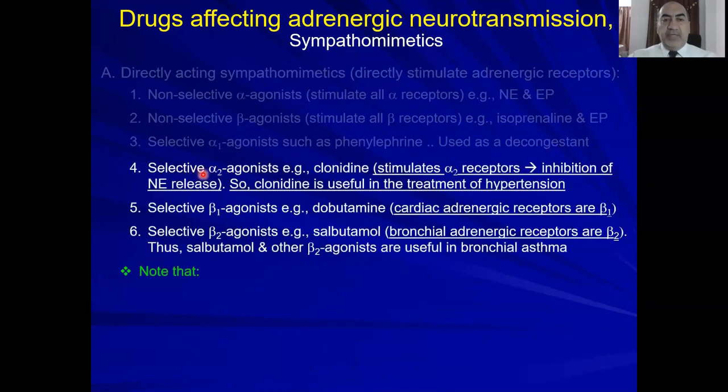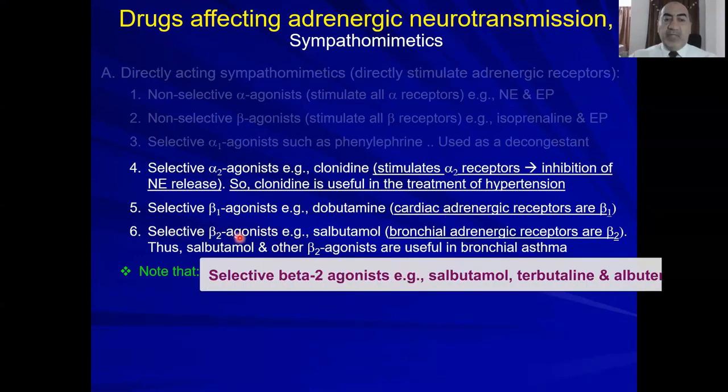Then the selective alpha-2 agonists. Please remember that alpha-2 is mainly presynaptic, and activation of alpha-2 receptors results in inhibition of norepinephrine release. That's why drugs such as clonidine are useful in the treatment of hypertension. Selective beta-1 agonists such as dobutamine. Remember, the cardiac adrenergic receptors are beta-1.